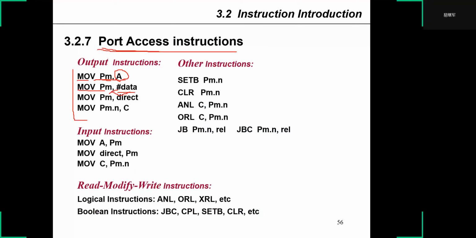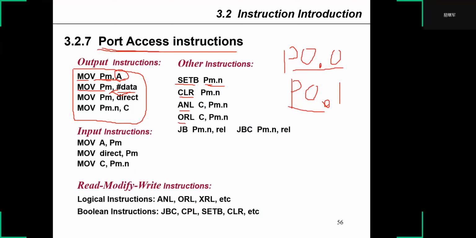This operation is about bytes. Here, SETB, CLR, CPL are used with Pn.x, which means, for example, P0.0, P0.1. This is a bit operation: Pn.x.